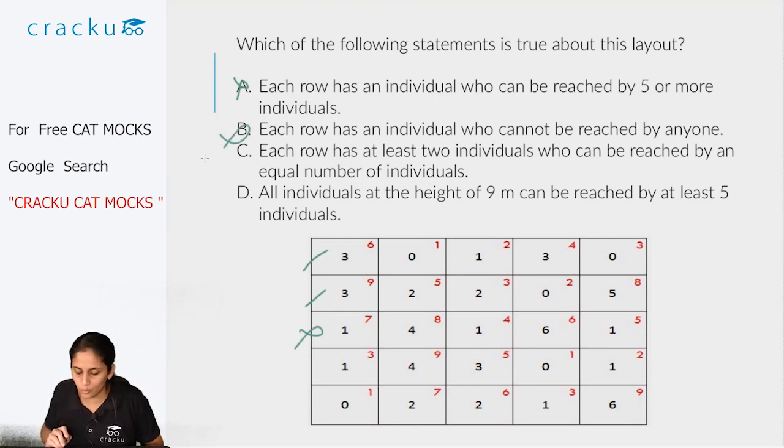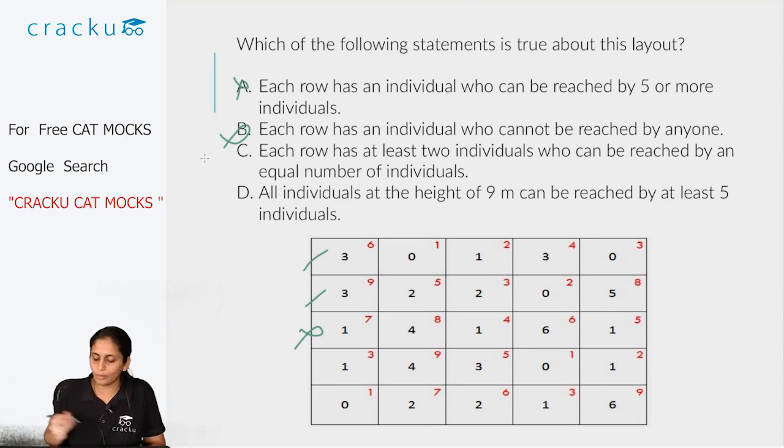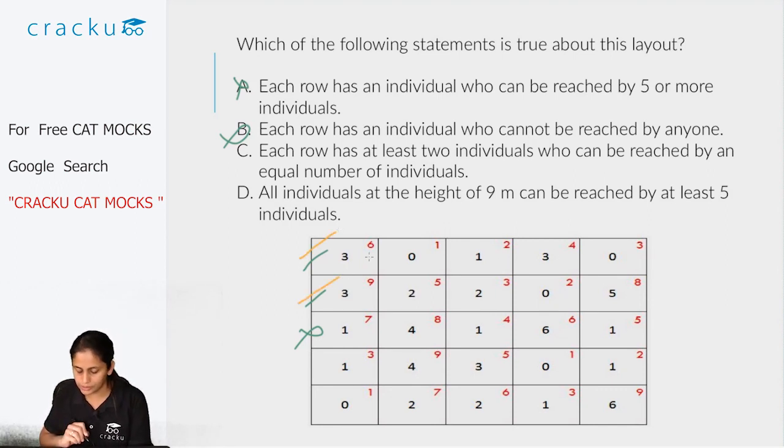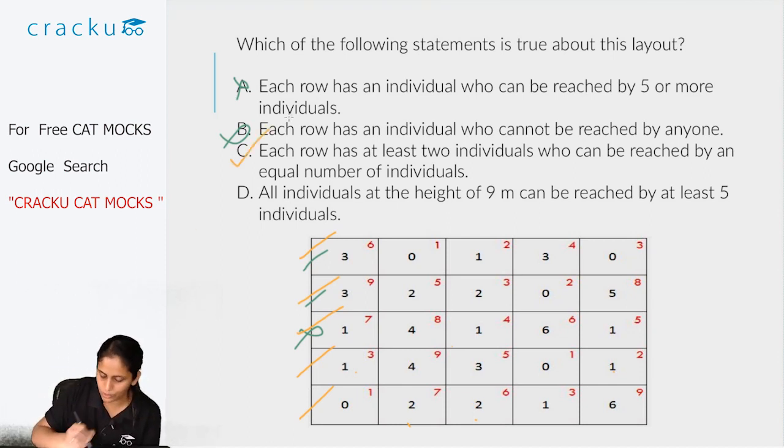Each row has at least 2 individuals who can be reached by an equal number of individuals. So what does it mean by equal number of individuals? That means there will be 2 repeated numbers. So let's take a look. This is true for the first row, 3 and 3. Then 2 and 2, so this is true for the second row. Then 1 and 1, so this is true for the third row. Then 1 and 1, so again true for the fourth row. And 2 and 2, so true for the fifth row also. So this is true.